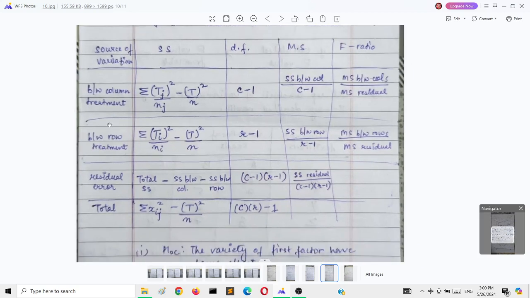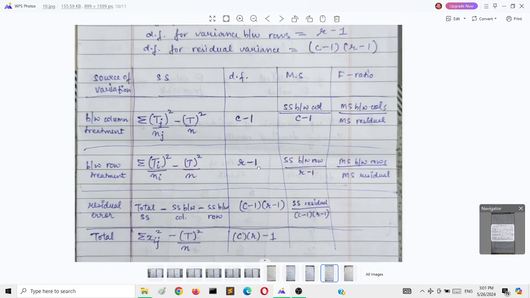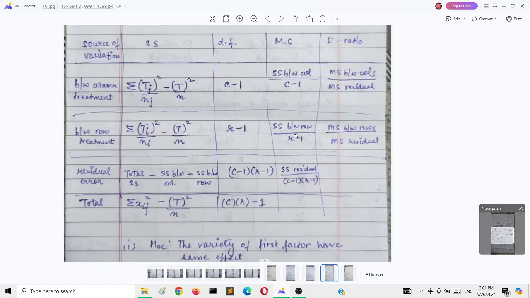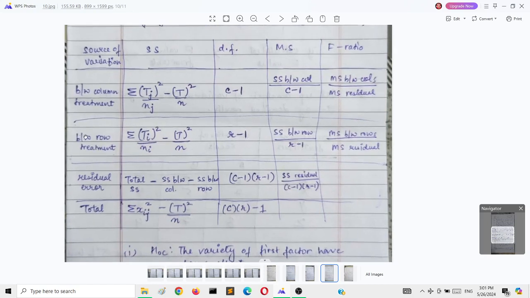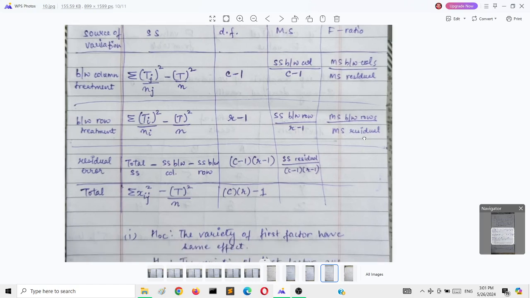And then for the row treatment, with j for the columns and i for the rows, for each of the rows, among the particular samples, you will add up all of the values after squaring them, that is Ci whole square divided by n, and then you will subtract T square divided by n, the correction factor. The degree of freedom here will be r minus 1, and you will divide by that to get the MS between, in this case for rows, right? And the F ratio will be MS between the rows by MS residuals.